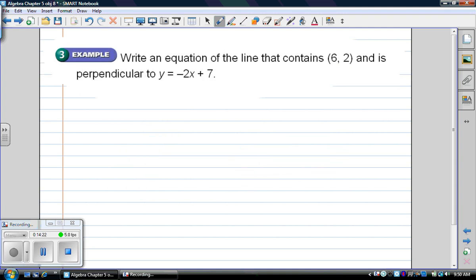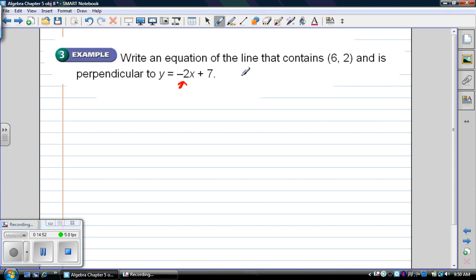All right, I'd like for you guys to try this one. Now remember, you're writing an equation of a line that contains 6 comma 2 and is perpendicular to y equals negative 2 times x plus 7. In order to write a line that's perpendicular, we need the negative reciprocal of the slope. My slope here is negative 2, so what's the negative reciprocal of negative 2? Correct, positive 1/2.